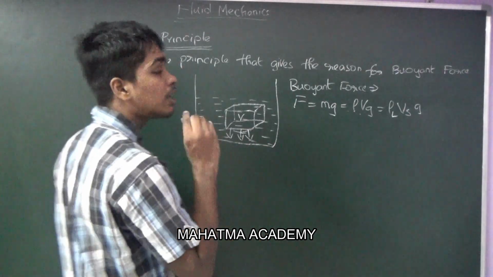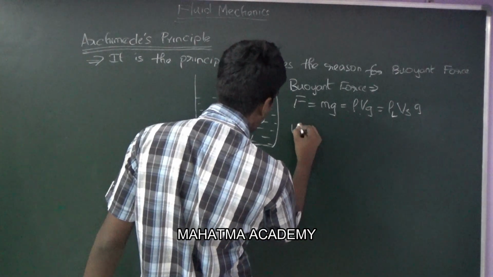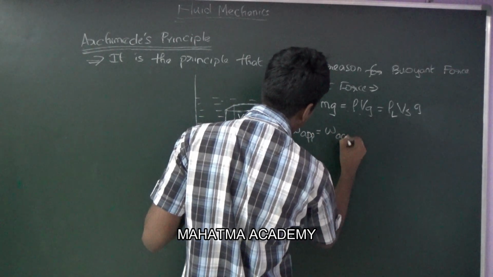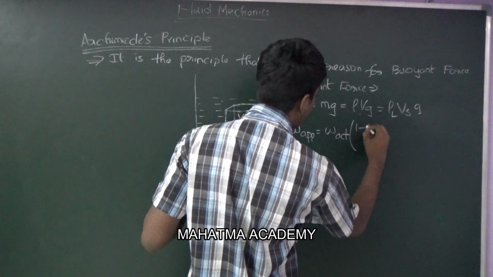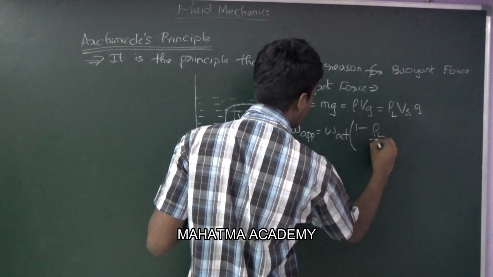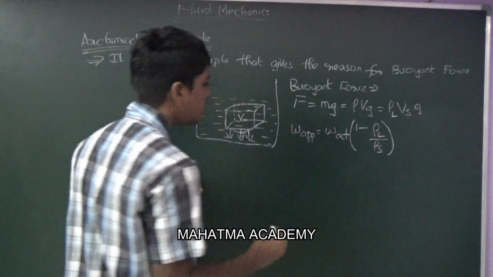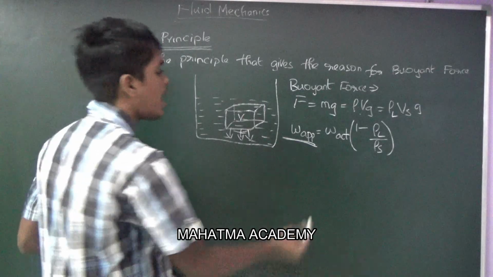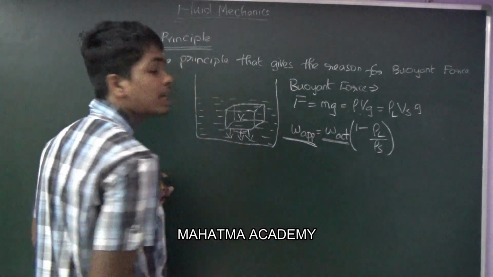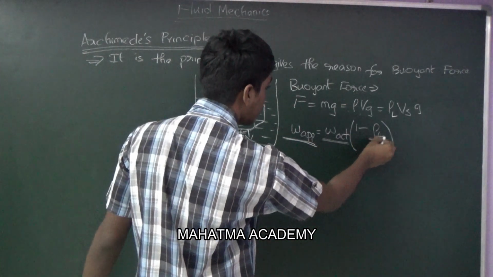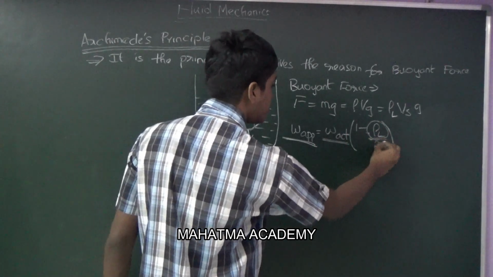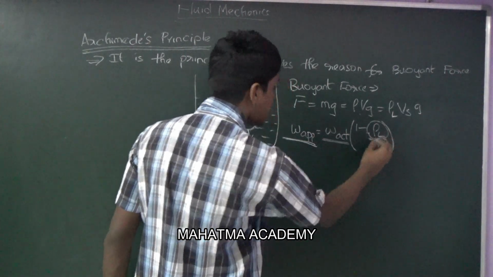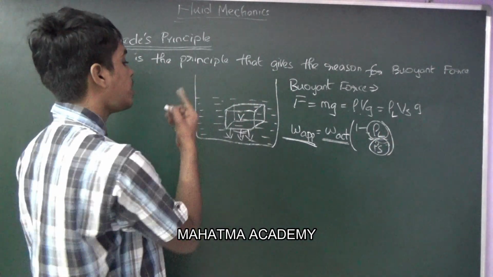Okay, we will write a formula. W apparent is equal to W actual into 1 minus rho L upon rho S. Now W apparent gives the final weight, and W actual gives the initial weight, and here rho L gives the density of the liquid, and rho S gives the density of the substance.